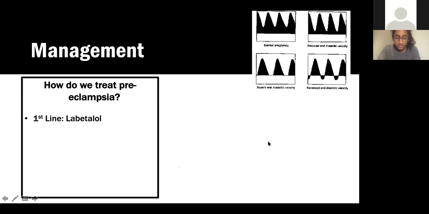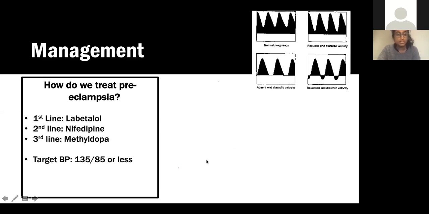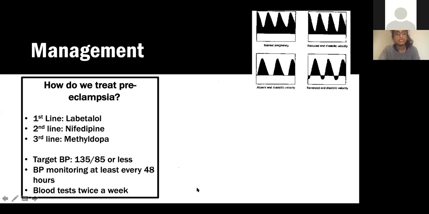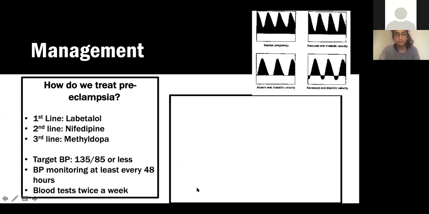How do we treat it? So you give them labetalol usually first line, you can give them nifedipine second line, you can give them methyldopa, which is a third line treatment. Target blood pressure, you want to keep it 135 over 85 or less, and you want to monitor their blood pressure at least every 48 hours, and blood test twice a week.